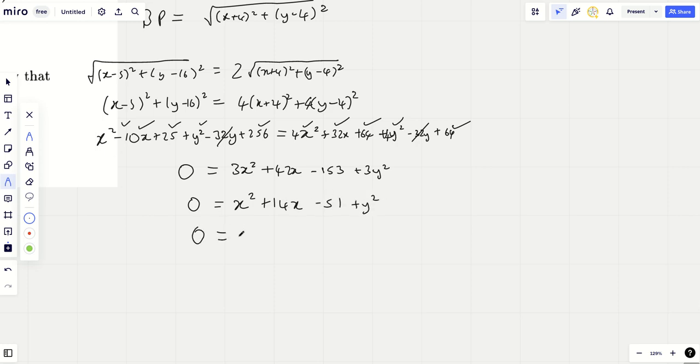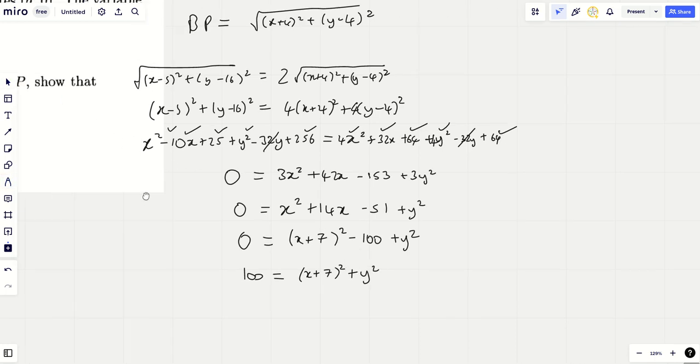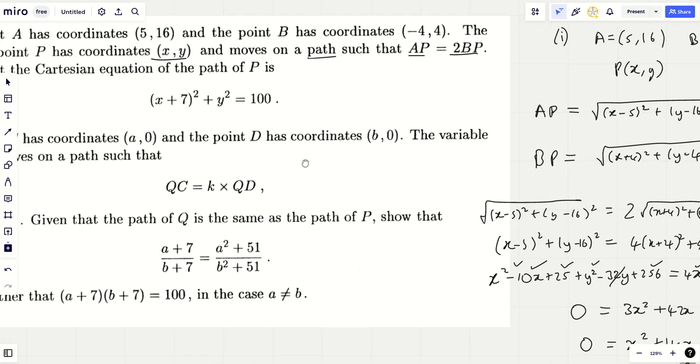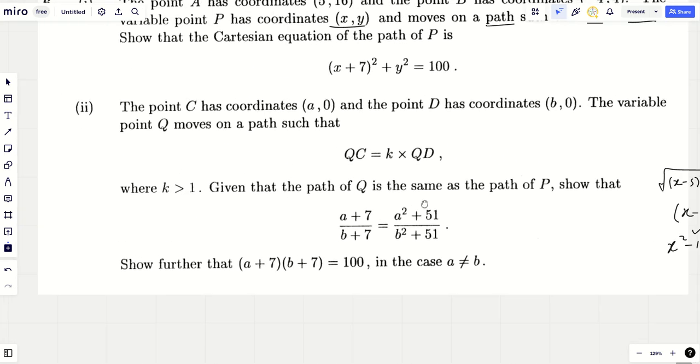And complete the square because we're turning it into a circle. That's a standard technique, isn't it, for a circle? And so we end up with the result 100 equals x plus 7 squared plus y squared. So it's a circle, centre minus 7, 0, radius 10. There we go. Cool. So that's the first bit done.